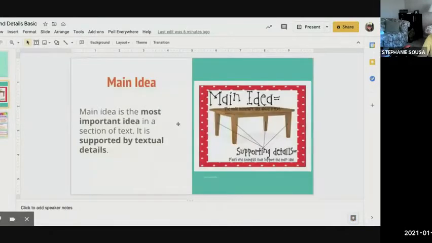The main idea is the most important idea in a section of text. It is supported by textual details. Think of the main idea as the top of a table, the most important idea about the text. The reason why you have a table is to have a surface up high to work on or use. Then you have the legs of the table. Those are the supporting details. They're facts and examples that support the main idea. They raise it up so that you are able to use the top of the table or use the main idea and understand it.